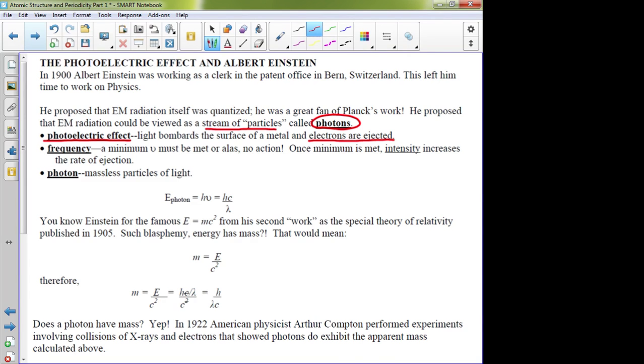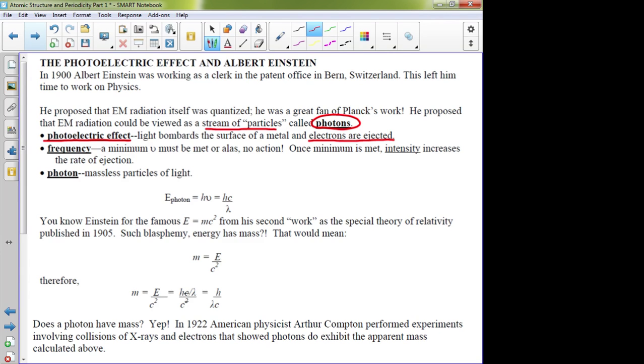So it's the same thing when the light hit the surface of the metal and the electrons went off. He said, if light was just a wave, how in the world would it make the electrons eject off? It wouldn't. So that meant that light had to behave as a particle. It hit the electrons and made them bounce off. So the light has to be a particle.